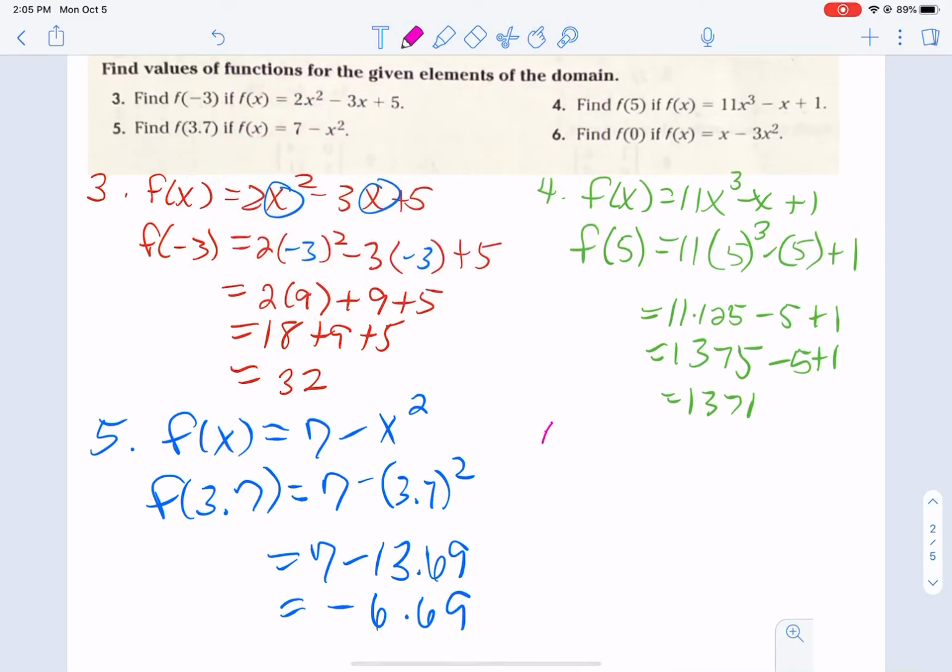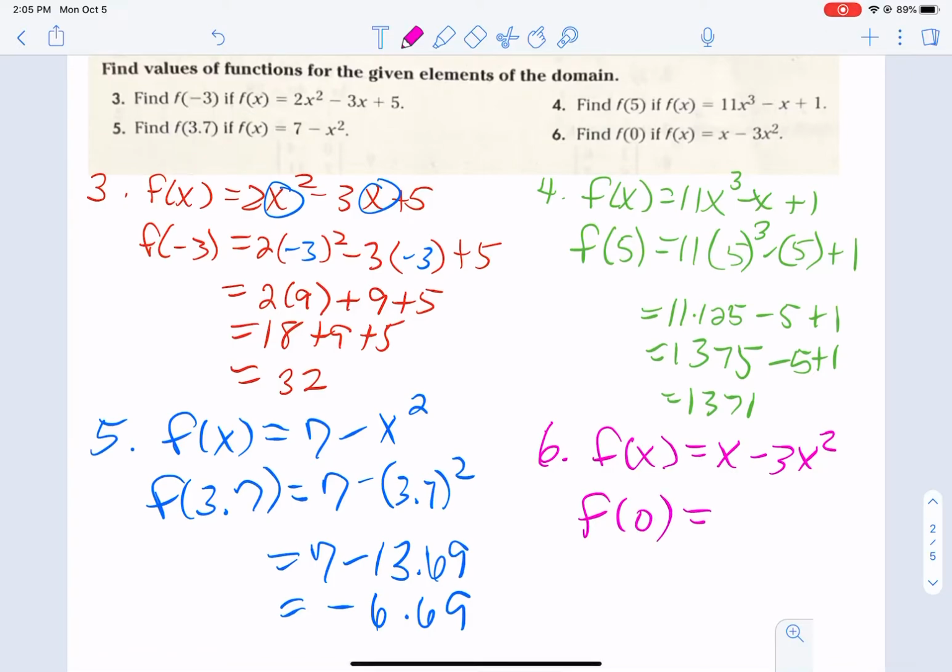And then finally, let's do number 6. F of x is x minus 3x squared. We are inputting 0. So it's going to be 0 minus 3 times 0 squared, which is 0 minus 0 or 0. So when they say to find the values of a function for the given elements of the domain, they're just telling you different inputs that you are plugging into the function. Be very mindful of your order of operations, and you should be fine.